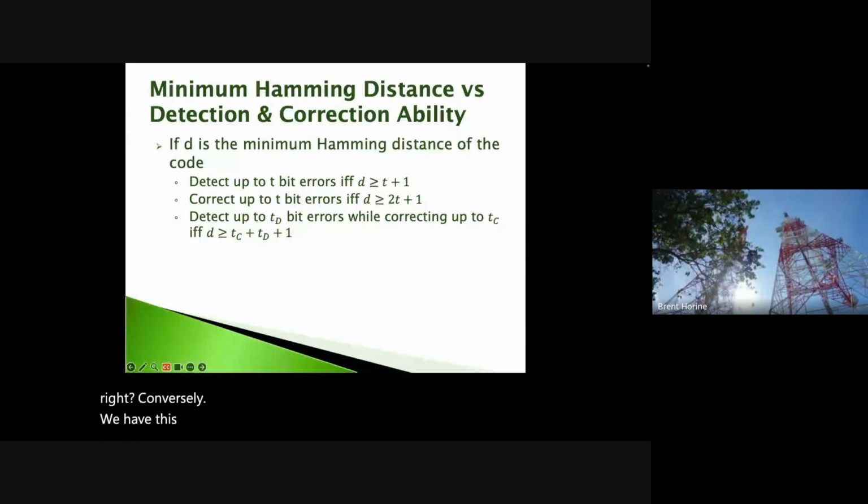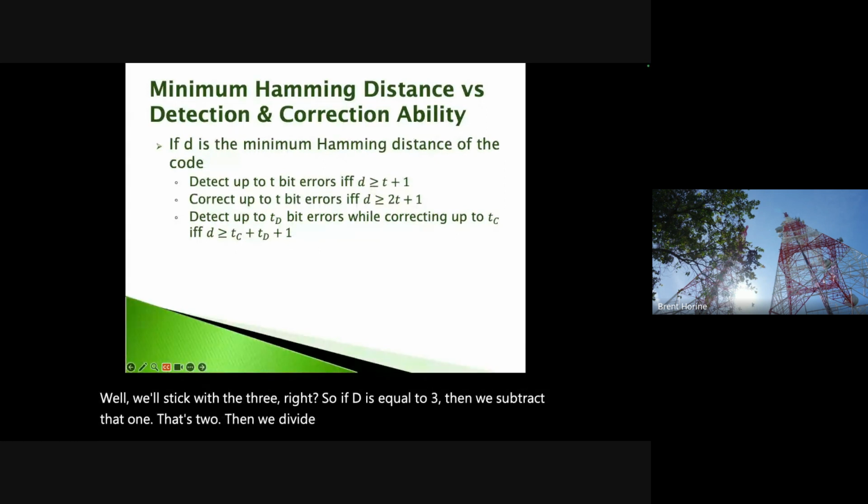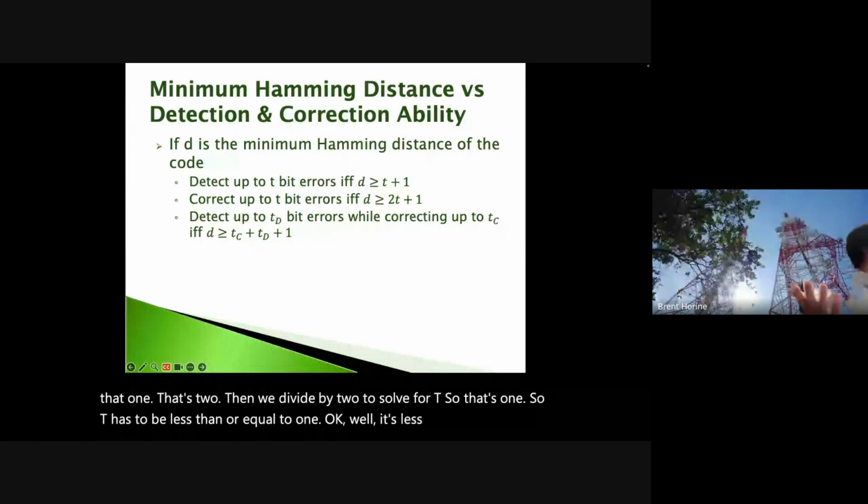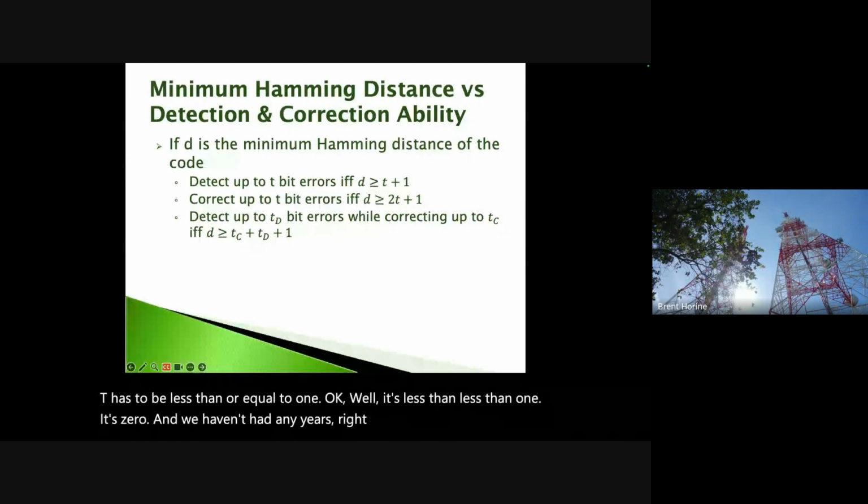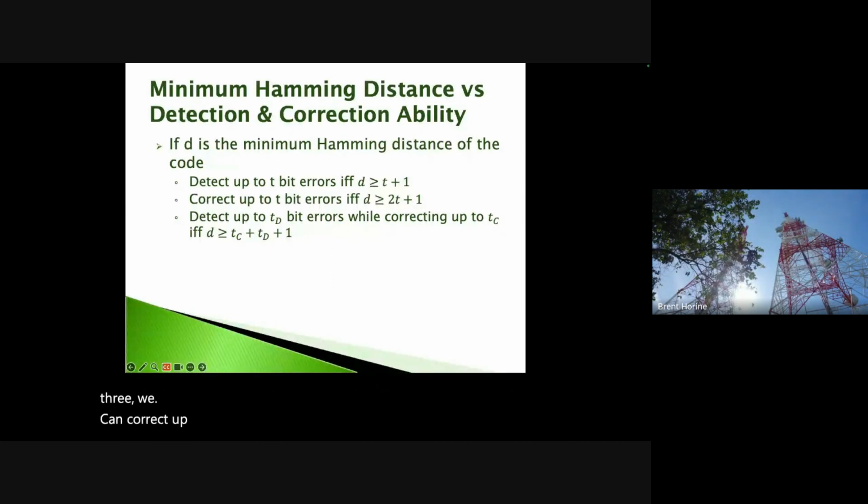Conversely, we have this factor of 2 here. So now let's say that D is, well, we'll stick with the 3, right? So if D is equal to 3, then we subtract that 1, that's 2. And then we divide by 2 to solve for T, so that's 1. So T has to be less than or equal to 1. Okay, well, it's 0 if we haven't had any errors, right? But it means that if D is equal to 3, we can correct up to 1 error, right?